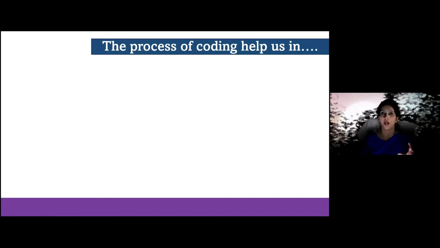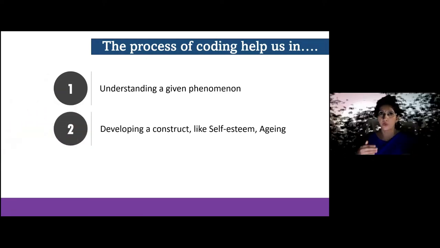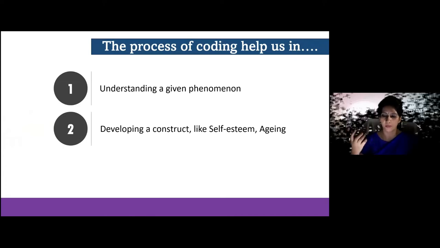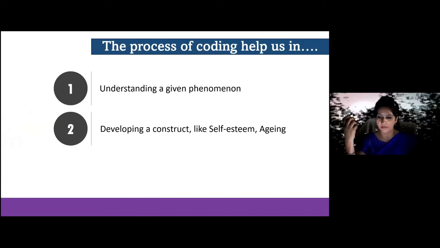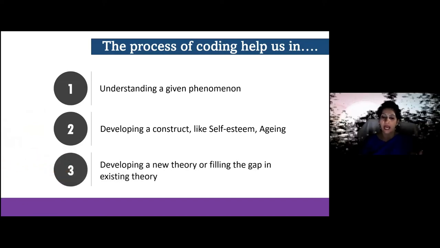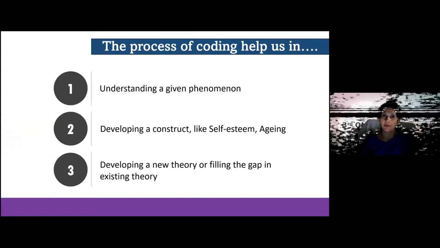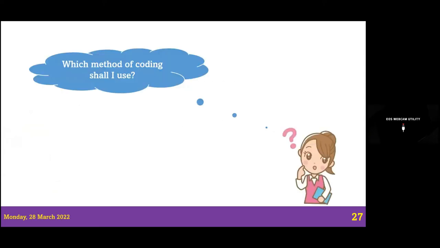The process of coding helps us understand a given phenomenon, because when you do the coding, it tells you about the phenomenon. It helps in the development of a construct, like maybe self-esteem or aging. It also helps in developing a new theory or filling a gap in the existing theory. We do qualitative research not only to develop a new theory, but also to fill gaps in existing theory.